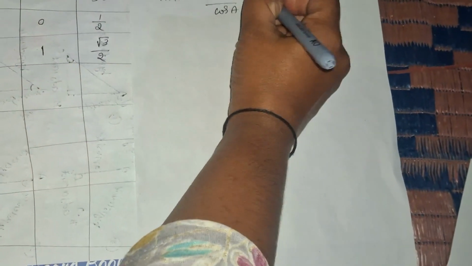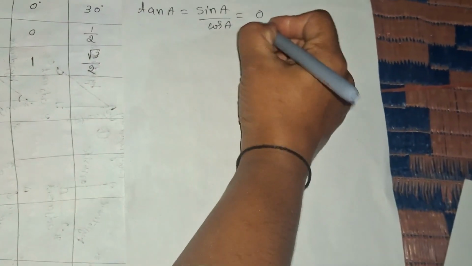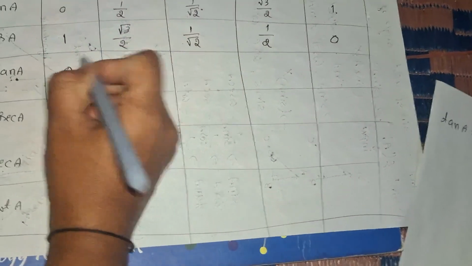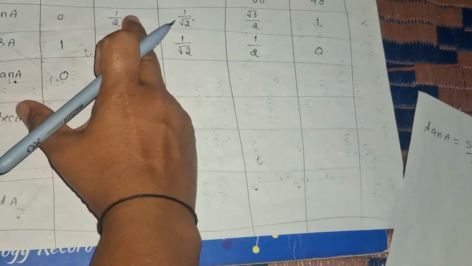What is the value of sin 0? Sin 0 is 0. What is the value of cos 0? 1. 0 by 1 is what? 0. So we write tan 0 is 0. Then what is 30 degree?